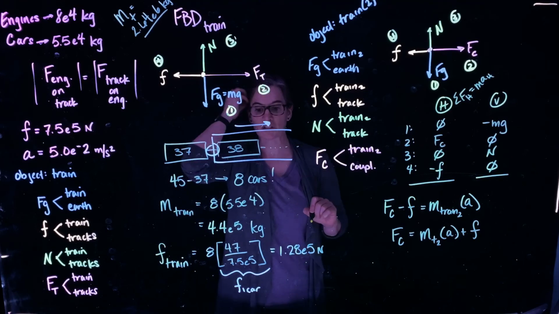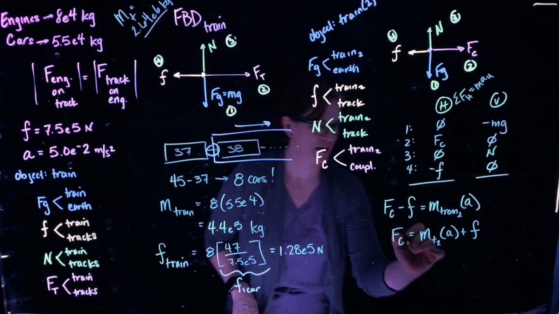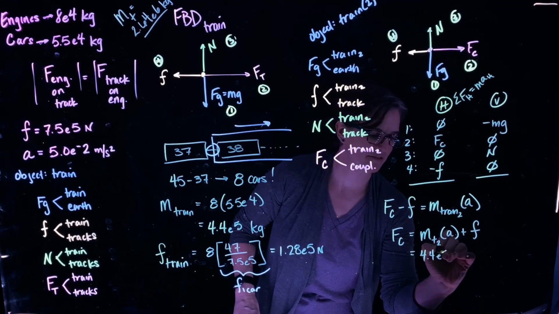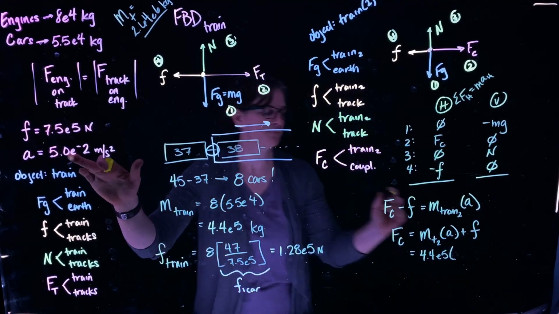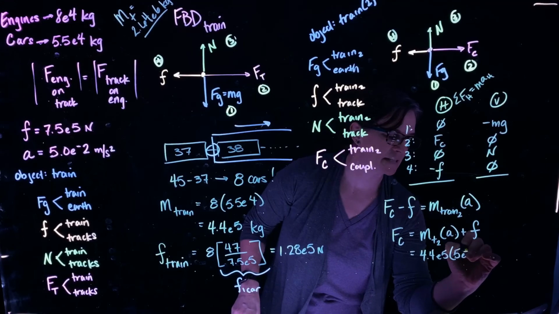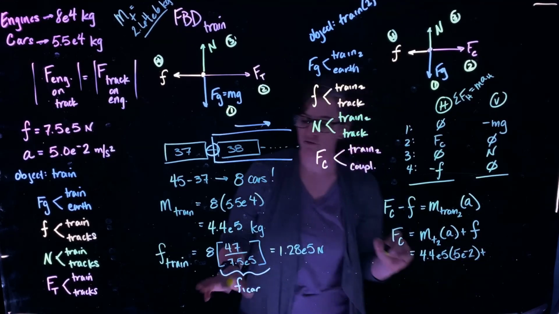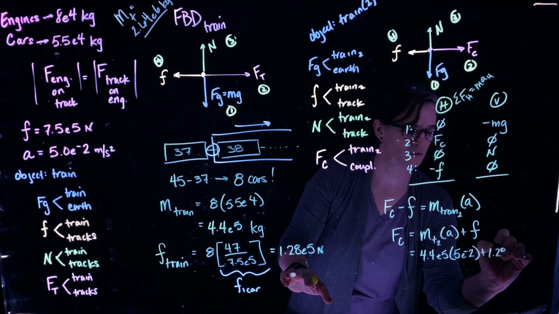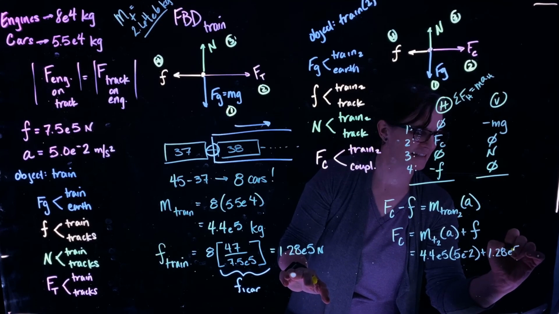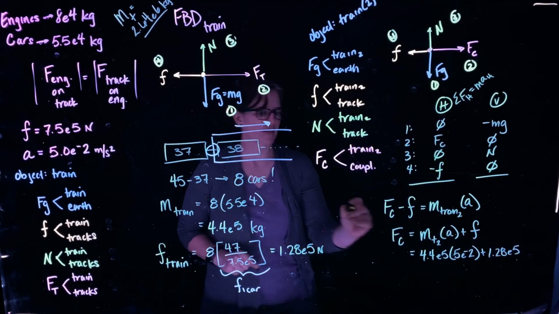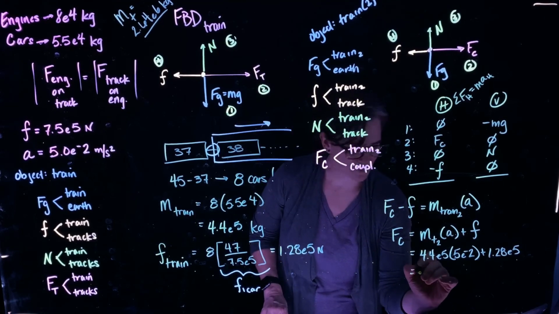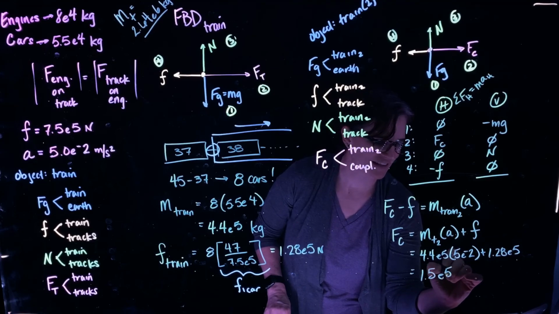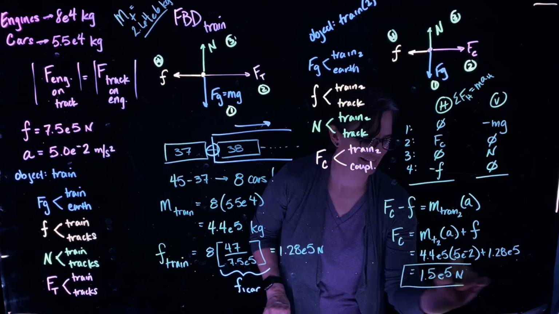And we determined our total mass of train 2 was 4.4 times 10 to the 5th. The acceleration is the same, 5 times 10 to the minus 2. And our frictional force we determined for this portion of the train is 1.28 times 10 to the 5th. And so we find that our coupling force then is 1.5 times 10 to the 5th newtons.